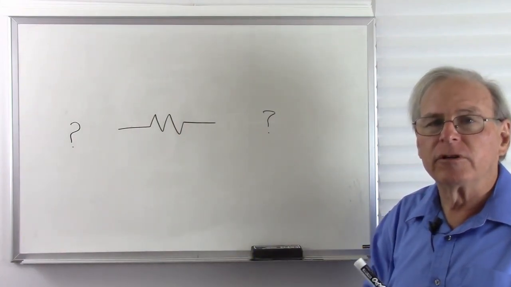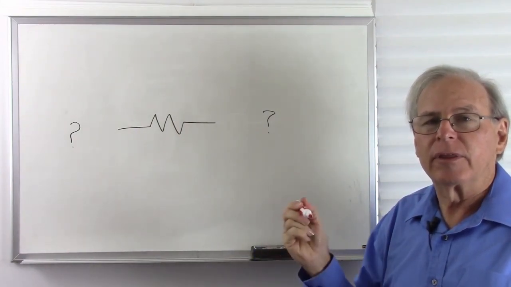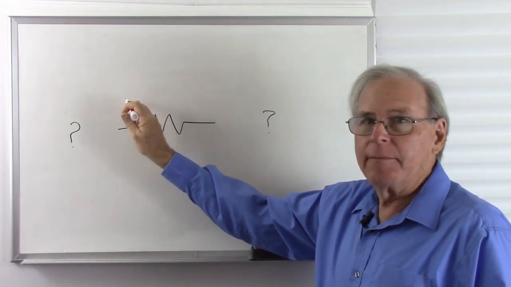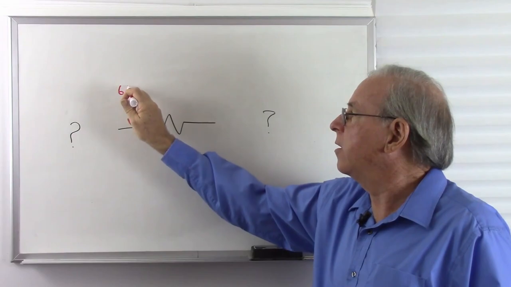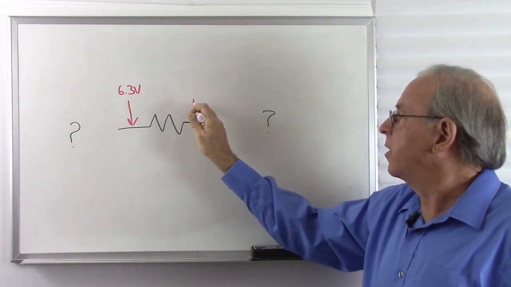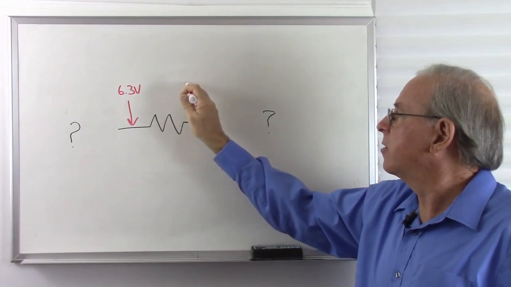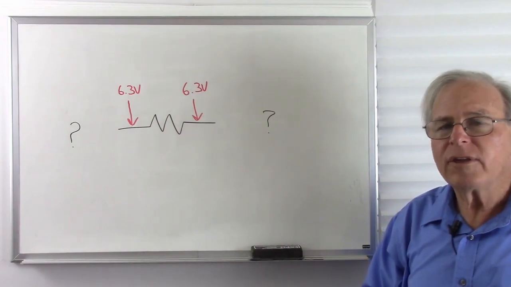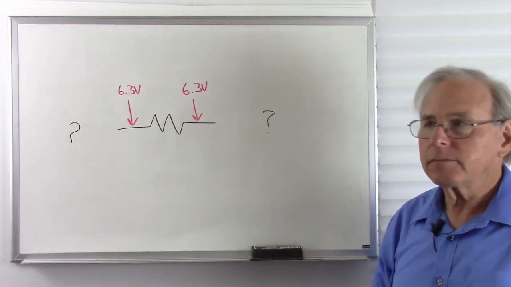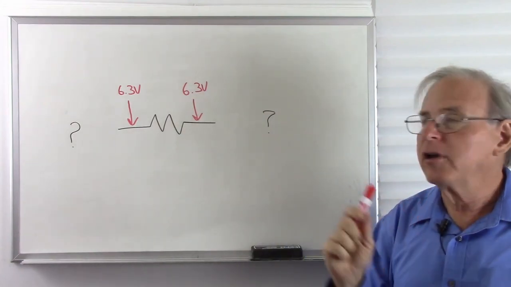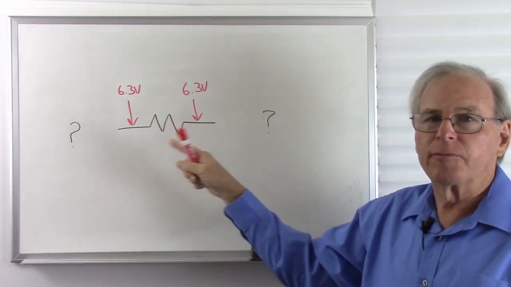Now let's measure some voltages and see what that resistor is doing. Let's say I put a voltmeter here and I measure 6.3 volts. And then I put a voltmeter over here and measure 6.3 volts. What does that tell us about the resistor? Well, we know for the voltages to be different, there must be two things. There must be resistance and there must be current.